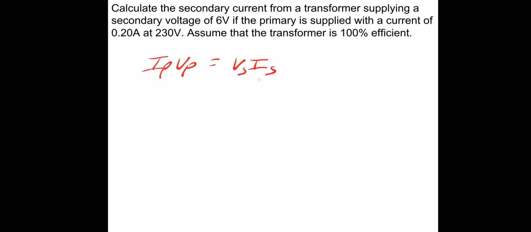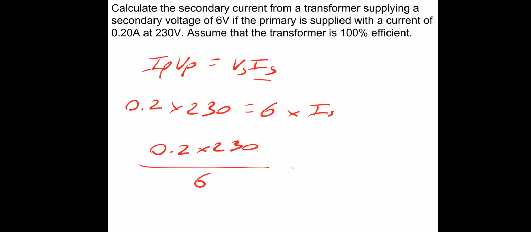So we're calculating secondary current. So let's put the values in. We've got 0.2 amps at the primary multiplied by 230 equals voltage on the secondary, 6 volts, times current on the secondary. So 0.2 times 230 divided by 6 gives us the current on the secondary, which is 7.6 recurring. So 7.7 amps. If you've got 7.6 recurring, that's fine. Right, let's move on.